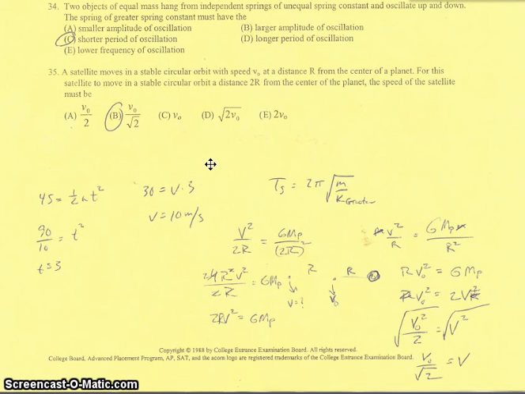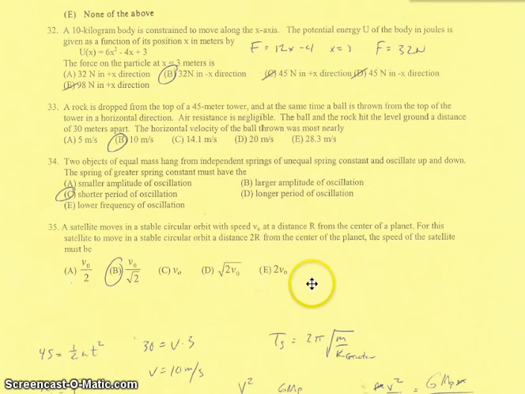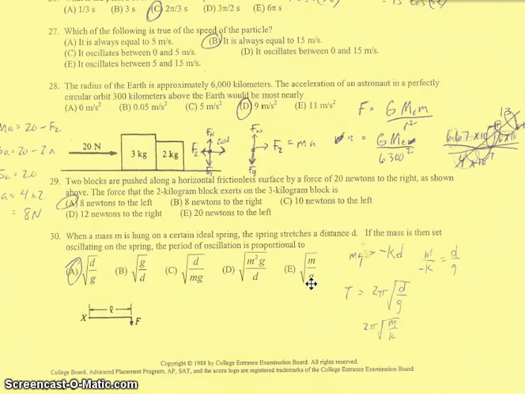Number 35, we've got our satellite that moves in a stable circular orbit. So again, we're back to gravitational, or the law of universal gravitation. Plug in some values. Look at this in terms of centripetal acceleration. So I used v squared over r for my centripetal acceleration. Solved then for v, and got down to that answer doing my algebra. And that is the multiple choice test from 1988.